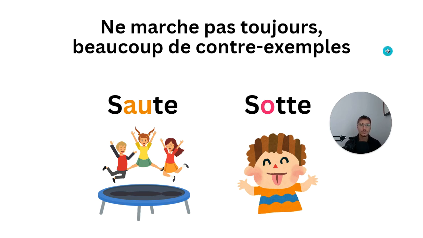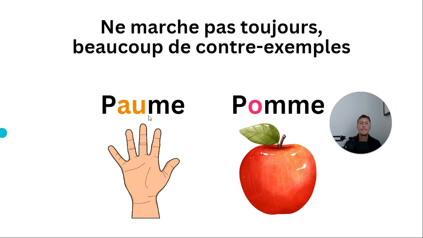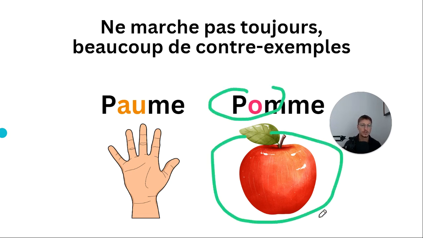Okay? Same for this one. Paume, la paume de la main, prononcé paume, is the palm of the hand, whereas pomme is an apple.